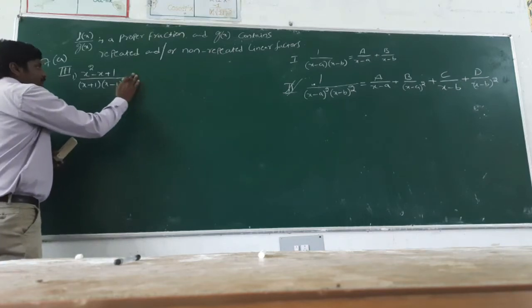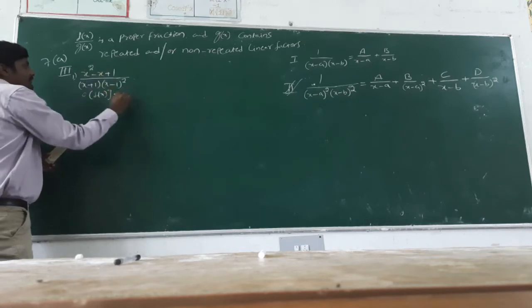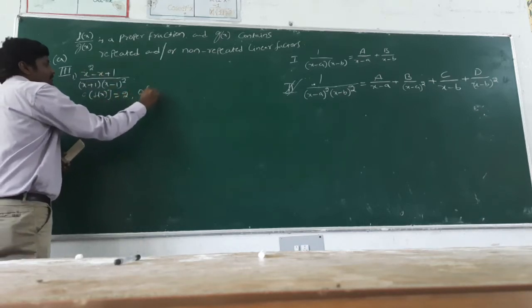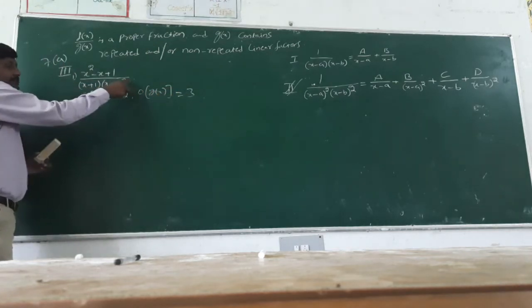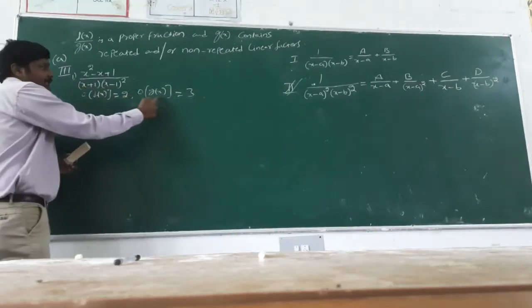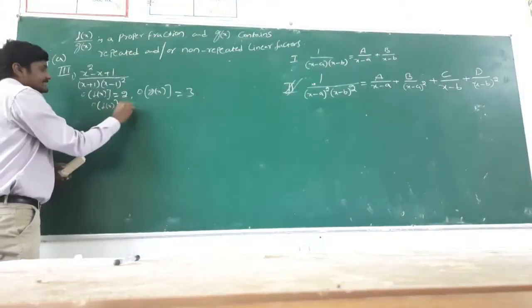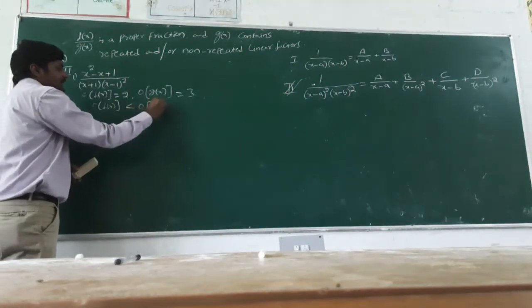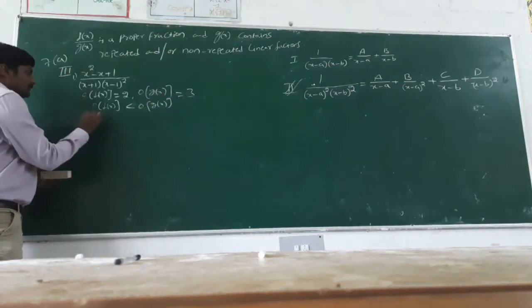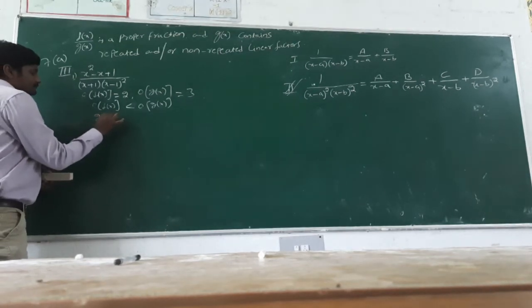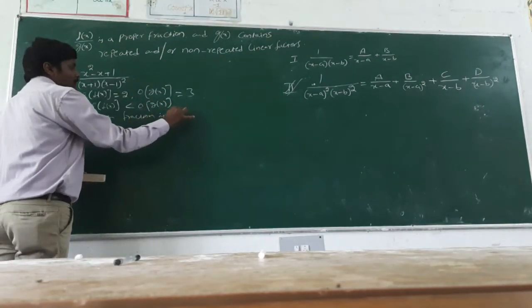First, the order of f(x) is equal to 2 and the order of g(x) is equal to 3. Here the power of x plus 1 is 1 and (x minus 1) squared is quadratic, so 2 plus 1 is 3. The order of g(x) is 3. The order of f(x) is less than the order of g(x). Therefore, the given fraction is a proper fraction.